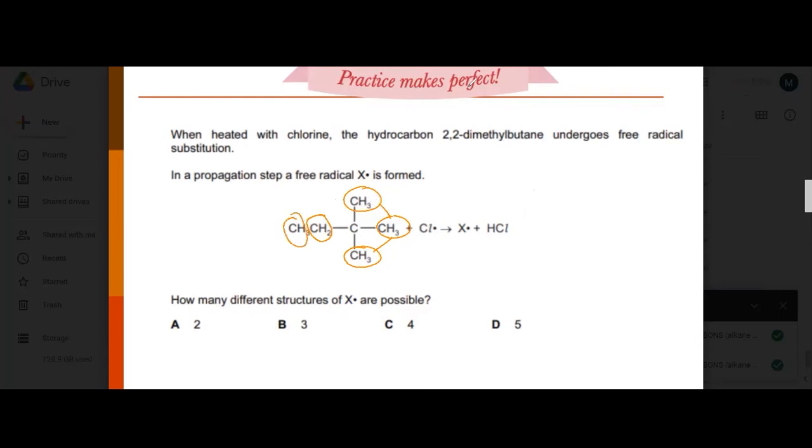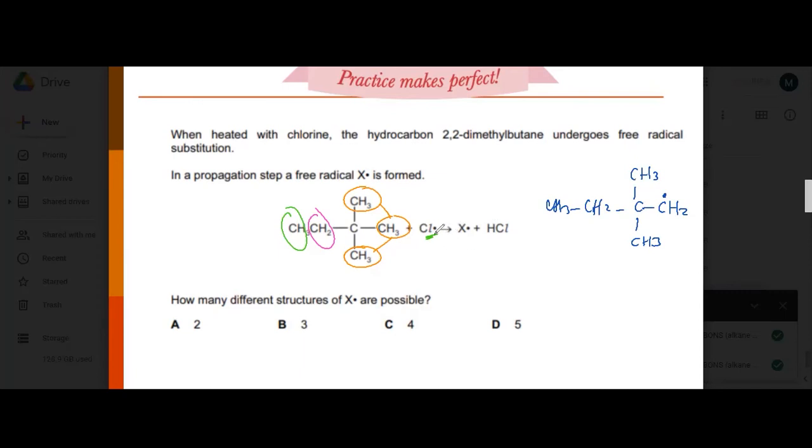For example, I will use a different color here, and this is the third. For example, the chlorine free radical attacks the orange hydrogen. So what's the product? CH3, CH2, C, CH3, CH2, CH3. This is the first free radical that is possible to form.